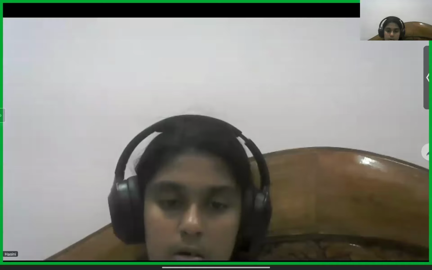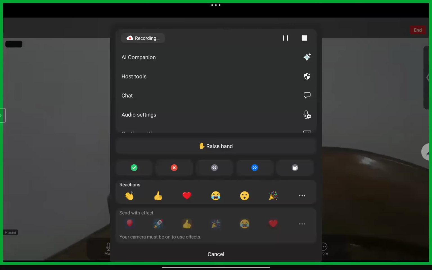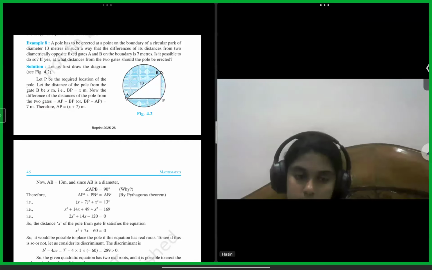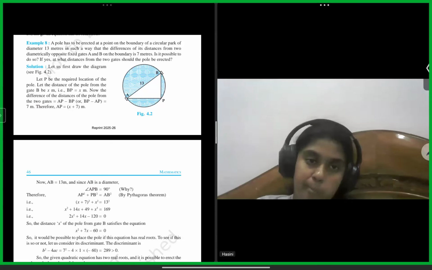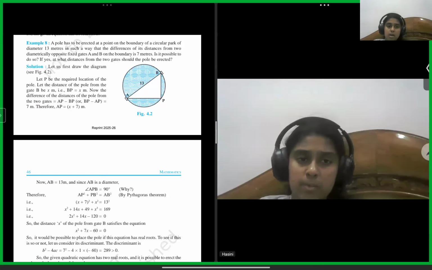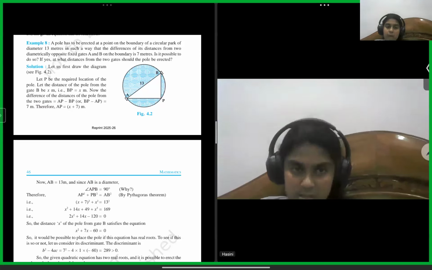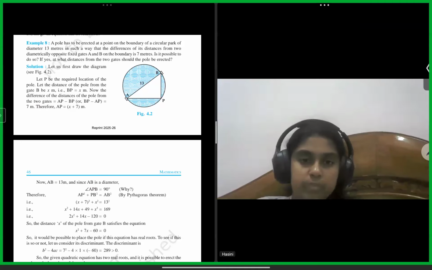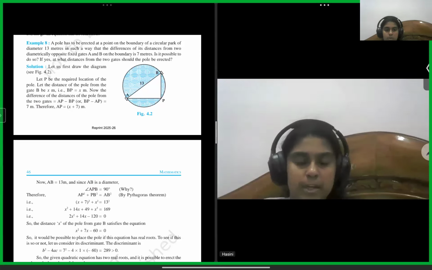So we will just finish that example sum also. That gates question I'll explain once. Example 8, Hasmi. A pole has to be erected at a point on the boundary of a circular park of diameter 30 meters, in such a way that the difference of its distances from two diametrically opposite fixed gates A and B on the boundary is 7 meters. Is it possible to do so? If yes, what is the distance from the two gates at which the pole should be erected?